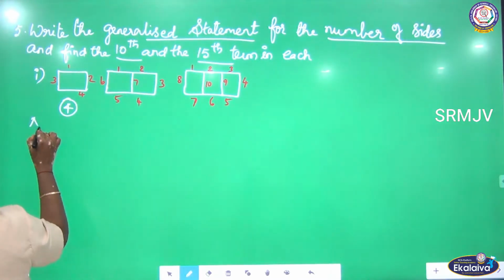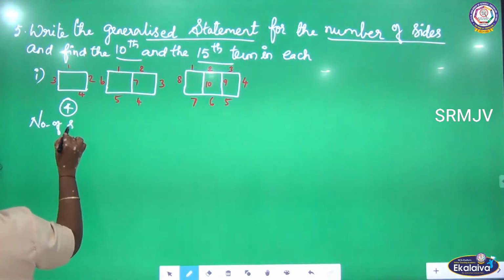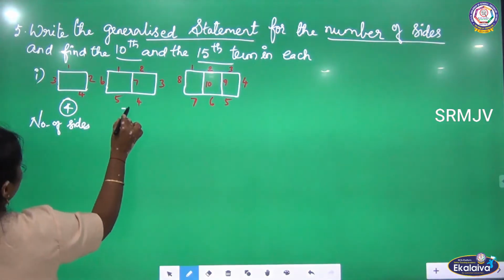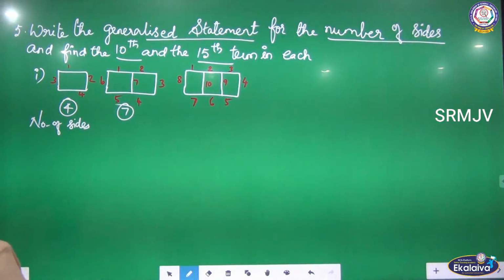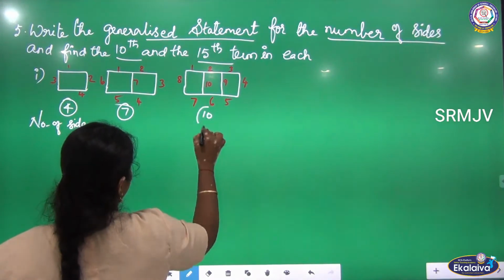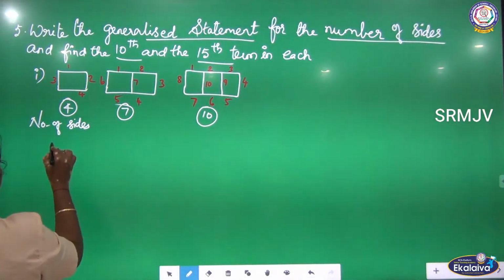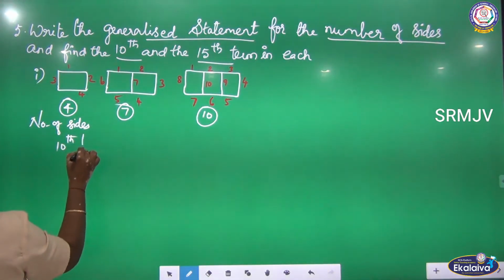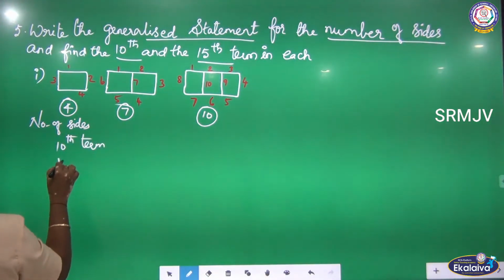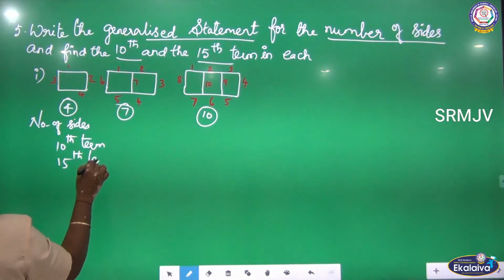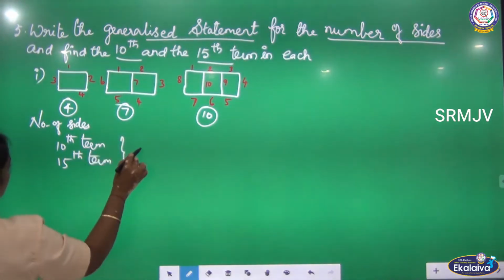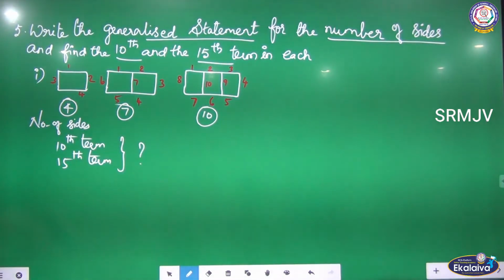So listen, here the number of sides is what? 4 sides. Number of sides is 4. And here the number of sides is 7. And here the number of sides is what? 10. See, my question is, I am going to find out the 10th term as well as the 15th term. So these are the 2 things I am going to find out. Got it?